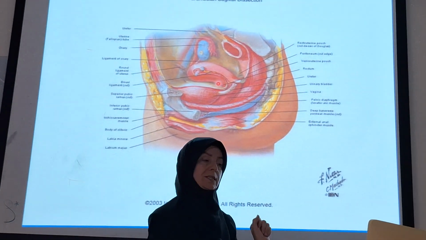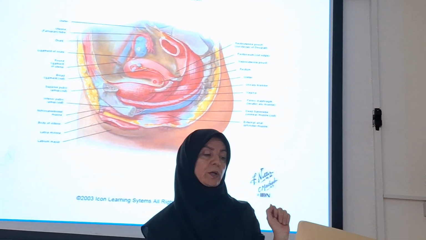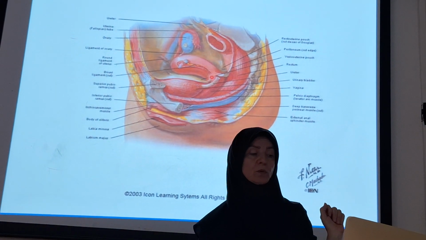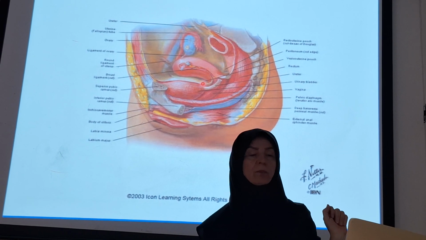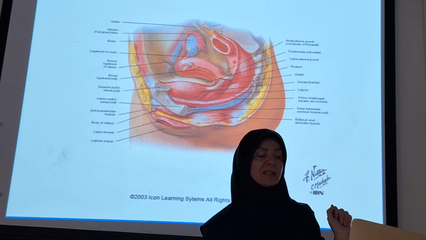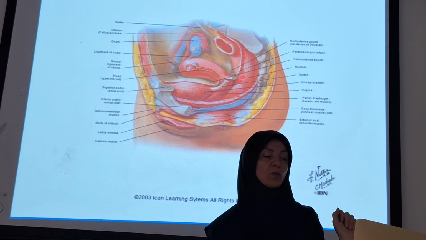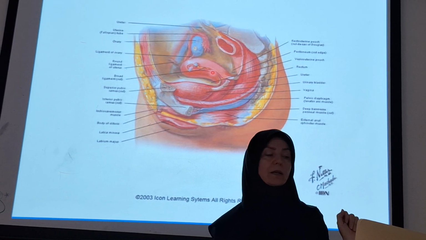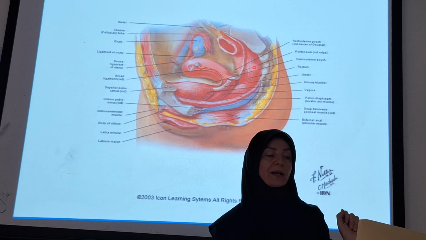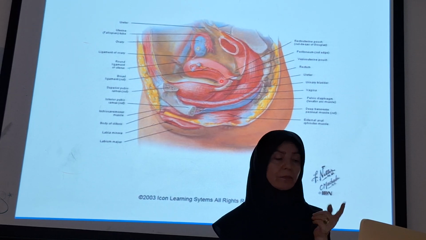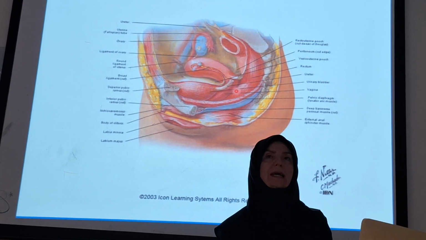One of the pouches is here, between the urinary bladder and uterus. What's the name of this peritoneal pouch? Vesico-uterine pouch. What's the name of this one? Recto-uterine, vesico-uterine. What's the other name of the recto-uterine? Douglas. Douglas. This is important. Now, look here.